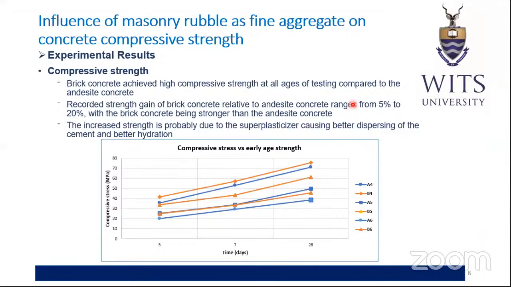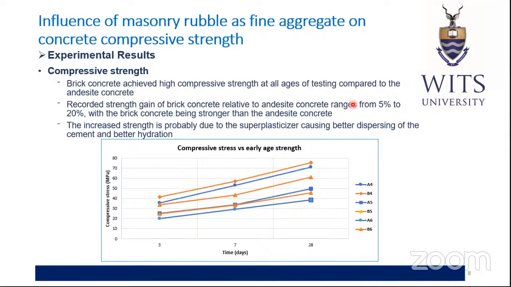Once the andesite concrete and the brick concrete mixes were cast and cured, compressive strength tests were conducted at 3, 7, and 28 days of curing. The results showed that it is possible to achieve a high strength concrete using recycled brick at all 3 ages of testing. The data showed a recorded strength gain of brick concrete relative to the andesite concrete ranging from 5% to 20%, with the brick concrete being stronger than the andesite concrete.